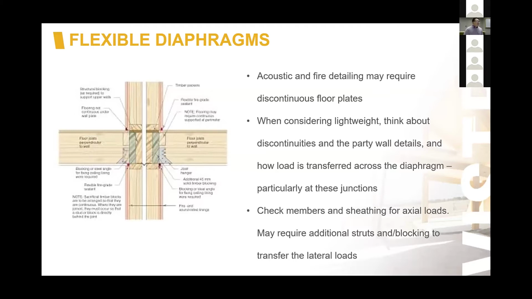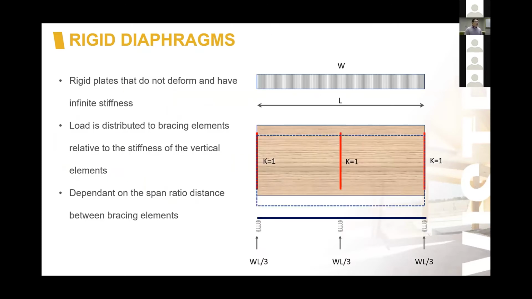Rigid diaphragms are classified as having infinite stiffness. They do not deform, or they deform very little. The load will be distributed to the bracing elements relative to the stiffness of the vertical bracing elements themselves. They are very dependent on span ratios and the distance between the bracing elements. A very long spanning, say CLT floor, for example, can still behave relatively flexibly. Conversely, a CLT floor that spans very short distances between bracing elements can behave in a very rigid format.